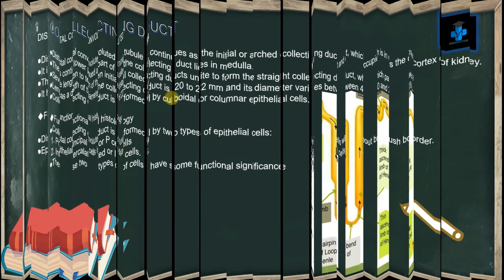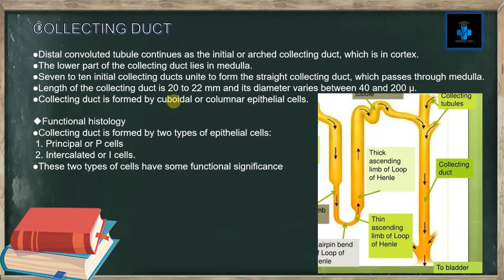The collecting duct. Distal convoluted tubule has the initial or arched collecting duct which is in the cortex. This is the collecting duct. The lower part of the collecting duct lies in the medulla. 7 to 10 initial collecting ducts unite to form the straight collecting duct which passes through the medulla. Length of the collecting duct is 20 to 22 mm and its diameter varies between 40 and 200 microns. Collecting duct is formed by cuboidal or columnar epithelial cells.